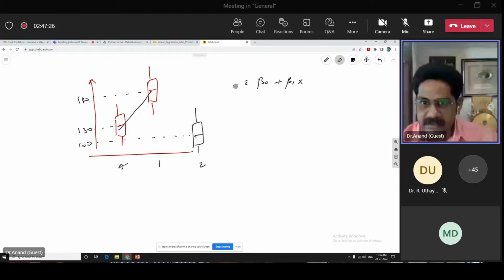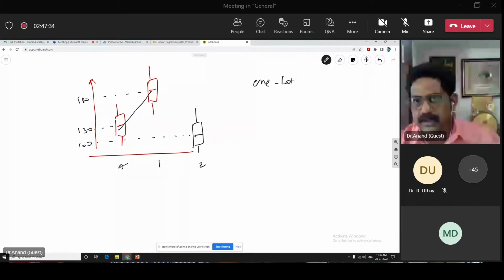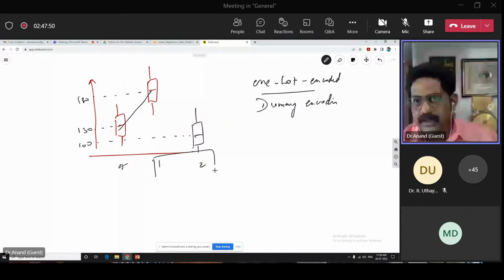So what we do is represent this data as a one-hot encoded vector. Or there is one more terminology in data science: we call it dummy encoding. Dummy encoding, what is this? So I create a dummy encoding for two categories, for example, a dummy encoding for category 1 and a dummy encoding for category 2.